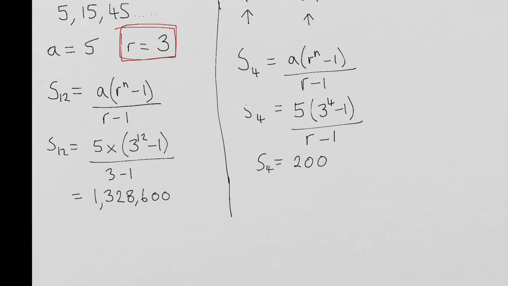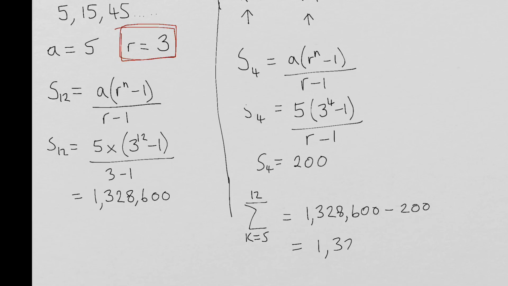So if I want to know the sum of the values between the 5th term, well, including the 5th term, up to and including the 12th term, I've got 1,328,600. Subtract that 200, oh, that's a tricky sum. So 1,328,400.